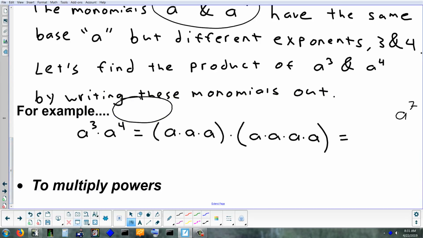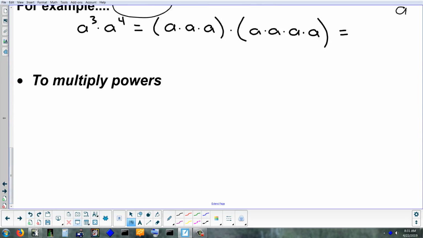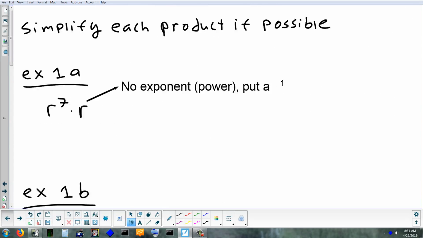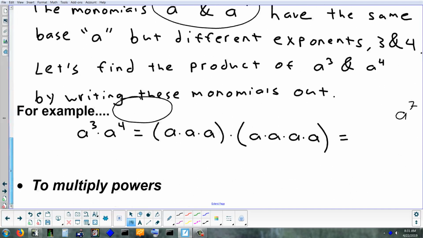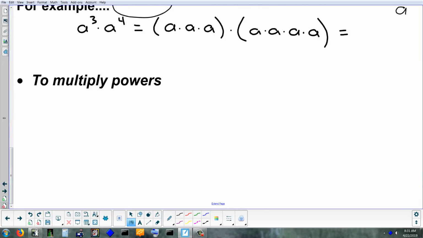Like we said in the beginning here, those bases can be numbers too. So if it was 2 to the 3rd times 2 to the 4th, it would still be 2 to the 7th. It would still add up the exponents. All right, so to multiply powers, and again, this only applies if they have the same base.